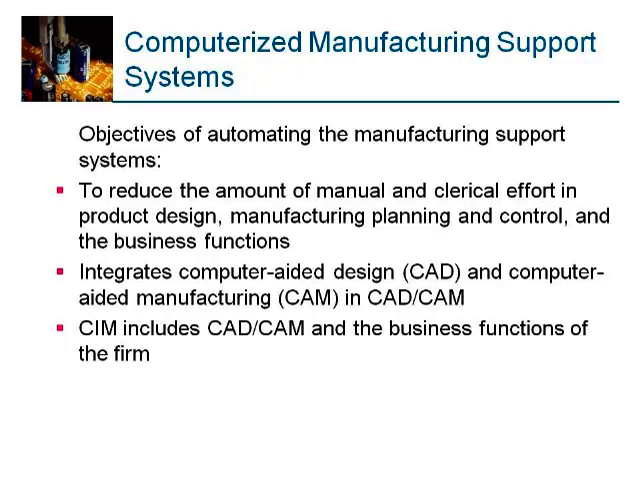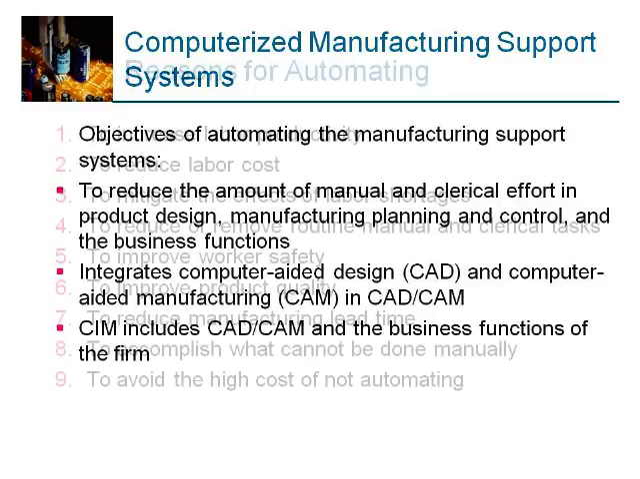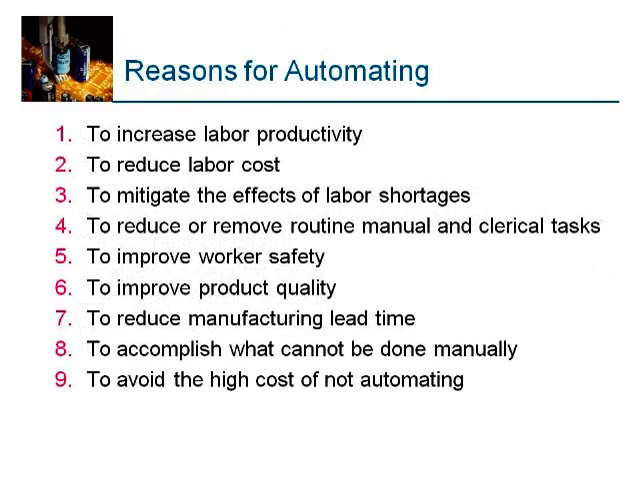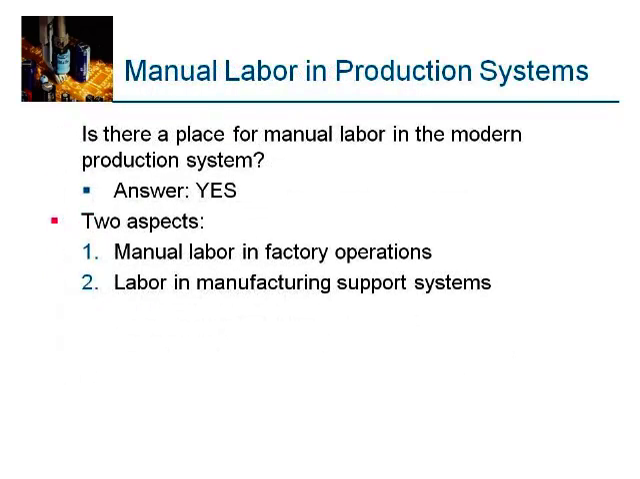What are the various reasons for automation? To increase labor productivity, to reduce labor cost, to mitigate the effect of labor shortages, to reduce or remove routine manual and clerical tasks, to improve worker safety, to improve product quality, to reduce manufacturing lead time, to accomplish what cannot be done manually, and to avoid the high cost of not automating.